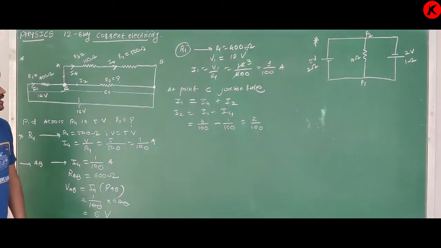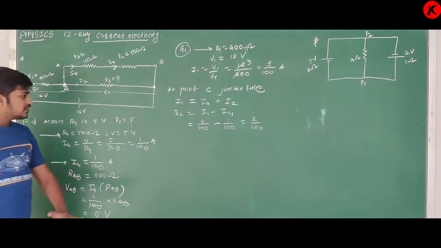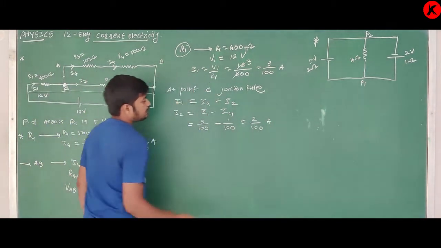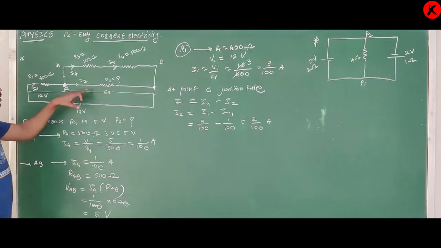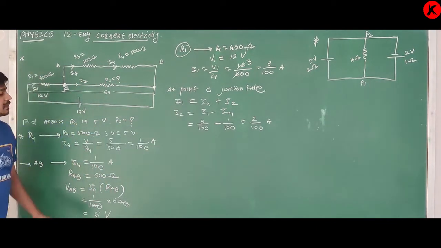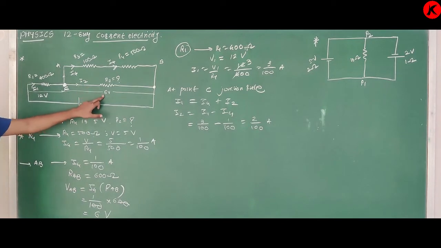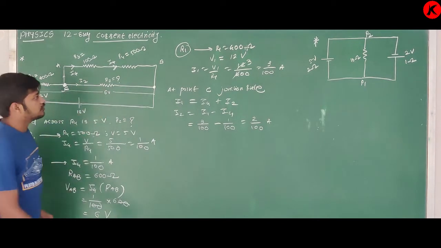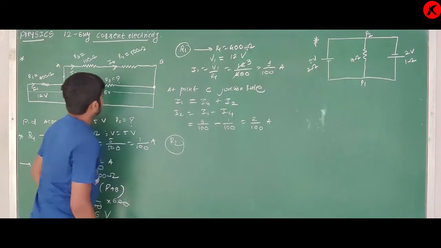Yes, it is 2 divided by 100. Simple. So yes, it is 2 divided by 100 ampere. Now we know what is the current flowing through this resistor R2: I2, 2 divided by 100. We know the potential difference between the two ends of resistor R2. It is 6 volt.